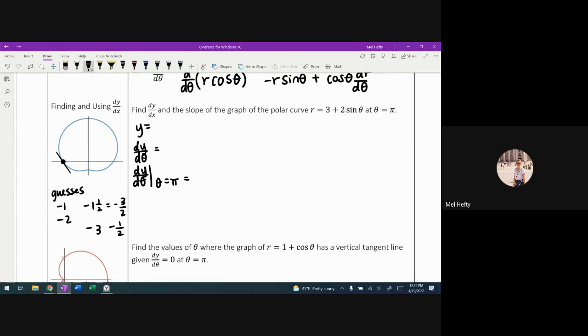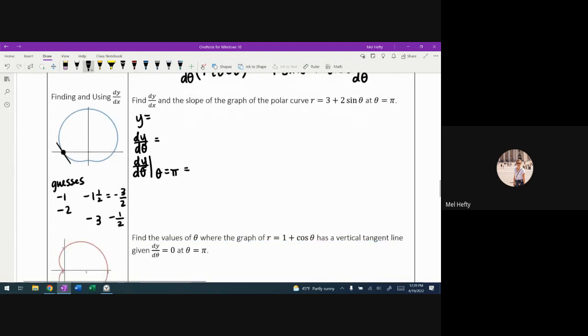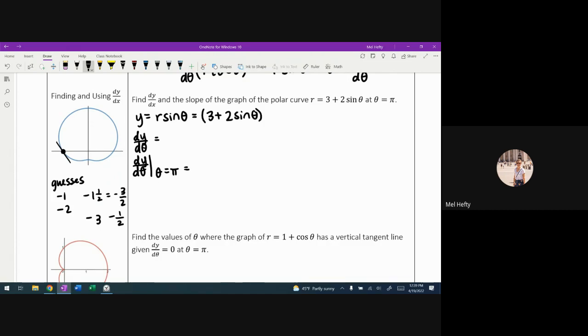All right, remind me, what is y in polar again? R sine theta. Next class, you should all be able to say that fast. All right, so I'm going to plug in what r is. In this question, r is 3 plus 2 sine theta. And then I have sine theta here. You could distribute the sine in this case, or just do product rule. Well, let's just do product rule. All right, so product rule, how does that go? First derivative of the second is cosine, plus second derivative of the first, that is 2 cosine. As long as you have one derivative and one original function, you should be good to go.